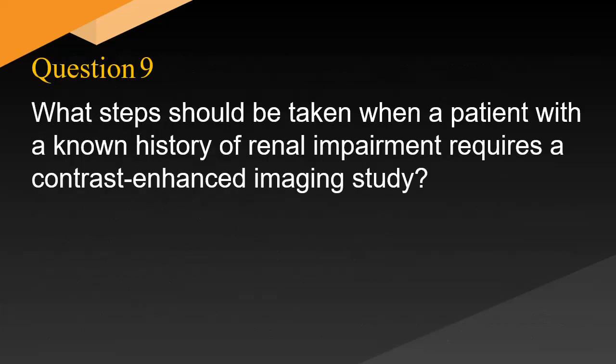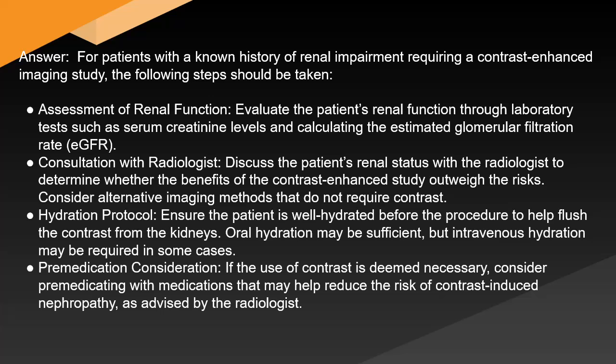What steps should be taken when a patient with a known history of renal impairment requires a contrast-enhanced imaging study? Answer: for patients with a known history of renal impairment requiring a contrast-enhanced imaging study, the following steps should be taken. Assessment of renal function. Evaluate the patient's renal function through laboratory tests such as serum creatinine levels and calculating the estimated glomerular filtration rate (eGFR). Consultation with radiologist. Discuss the patient's renal status with the radiologist to determine whether the benefits of the contrast-enhanced study outweigh the risks. Consider alternative imaging methods that do not require contrast.